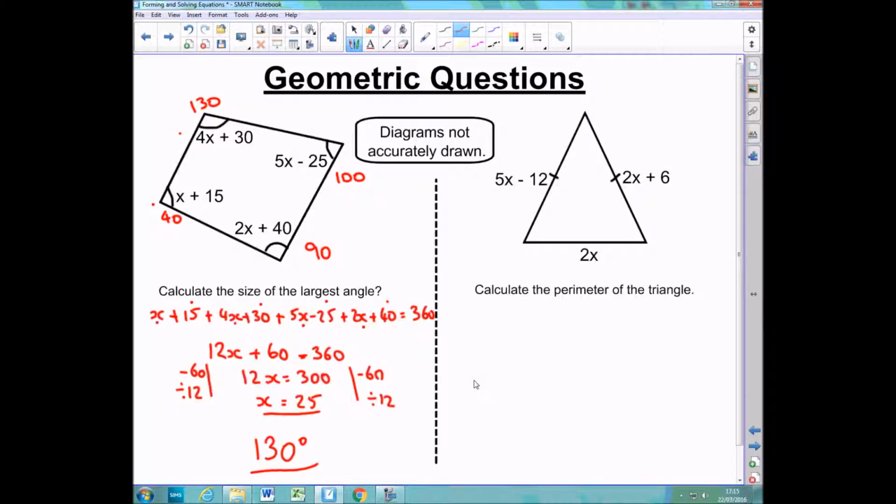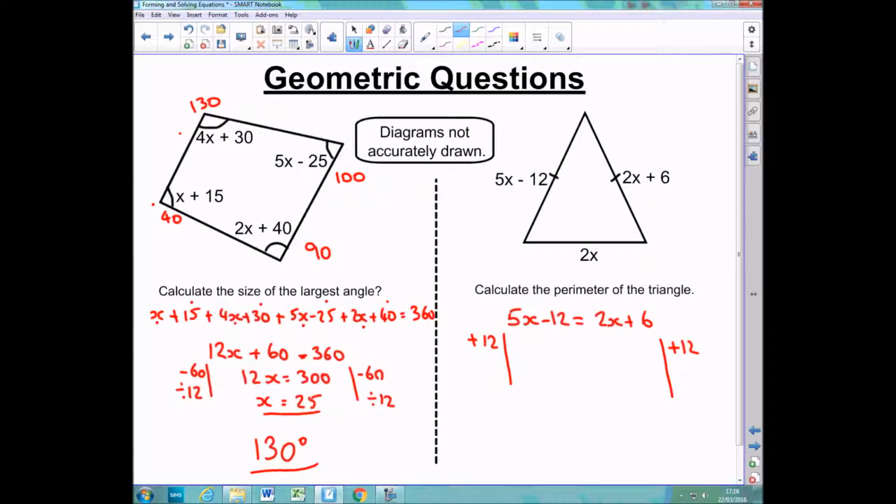Okay, so this question on the right here, you needed to remember that the property of an isosceles triangle meant that the two sides were equal. So I've got here 5x minus 12 equaling 2x plus 6. And if you remember, when solving equations with x's on both sides, we need to get all of the numbers across to the one side and all of the letters across to the other. So I'm going to drop my two lines down, and I'm going to start by getting all my numbers across to the right hand side. So I'm going to plus 12 to both sides.